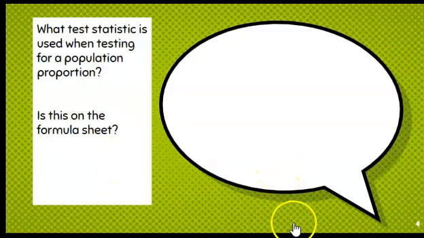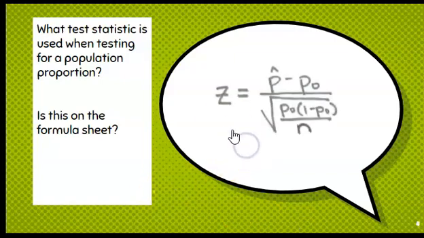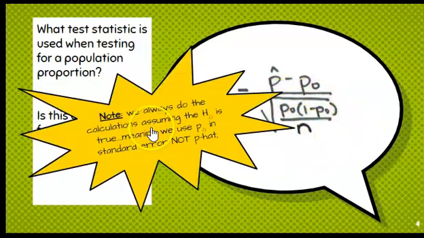All right, so let's get more specific. Which test statistic do we use to test a population proportion? Well, it's the z statistic. We take the sample proportion that we got, subtract the null proportion, or the parameter of the population, and divide by this guy. This is the standard error of our statistic. We always do the calculations assuming that the null is true, meaning we use p naught in the standard error down here, not p hat.